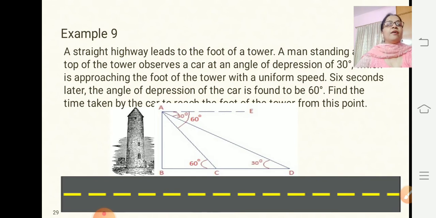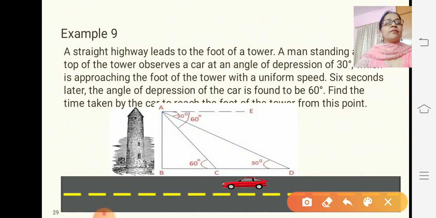Next question is a straight highway which leads to the foot of the tower. A man is standing on the top of the tower and is observing a car at an angle of depression of 30 degrees. As the car is approaching towards the tower, the angle shifts from 30 degree to 60 degree. It was 30 degree initially, and as the car is approaching the foot of the tower from point D to point C, it comes down to 60 degree.